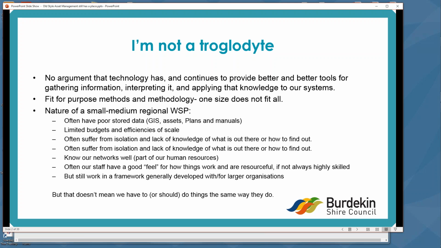The thing to understand about small providers is that we know our networks very well. Even though we don't have a lot of those tangible information sources and storages, we do know what's going on in our networks very well. It's a part of our human resources, so we may not have the skills often that the larger organisations have, but we often have knowledge as a part of our human resources. And staff often have a good feel for how things work.